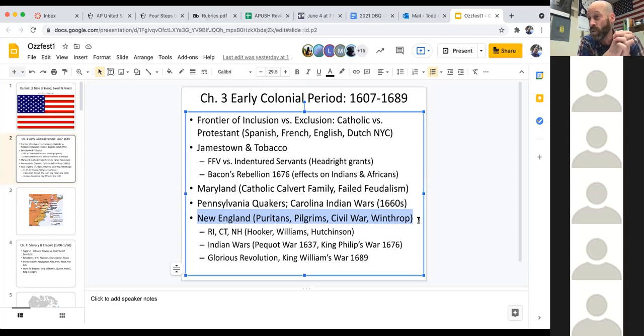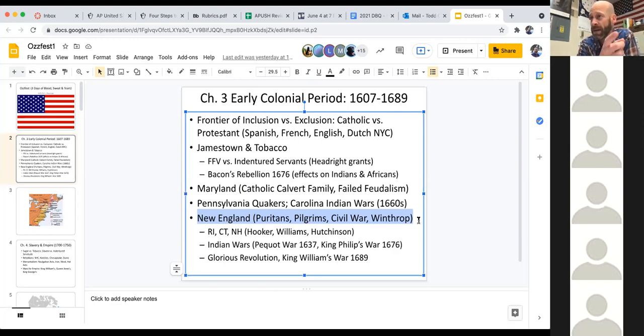There were only about 120 of them, the most extreme 120 religious fanatics you could find in England, and they land in Massachusetts. They were looking for Virginia to plant tobacco. They missed. So tobacco would not take. It would not grow in the soil. So they had to get creative.